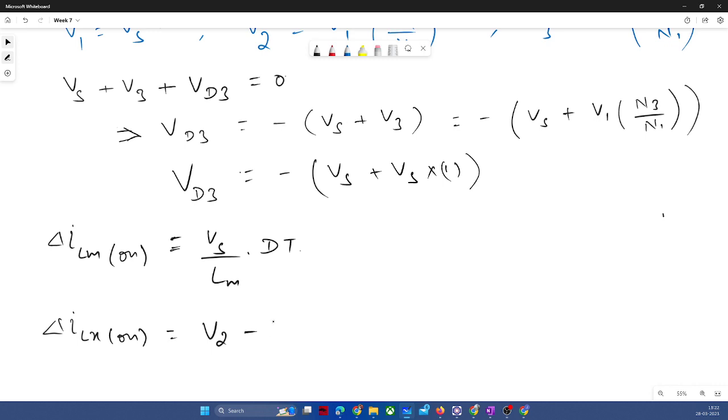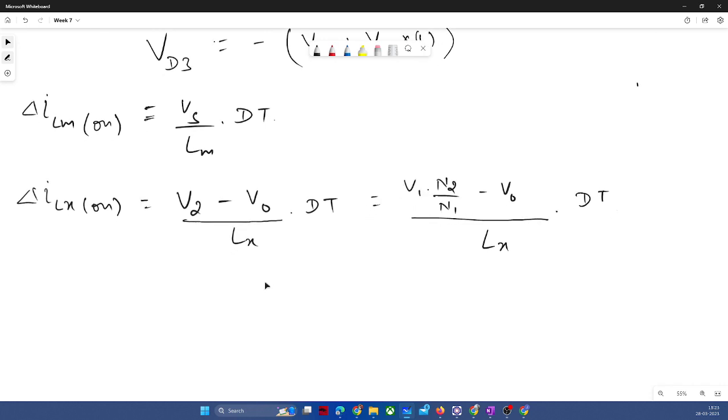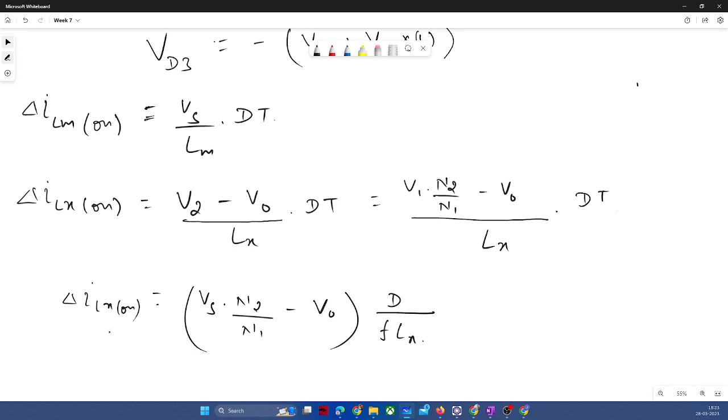So del ILX on is equal to V2 minus V0 divided by Lx into dt, and V2 is nothing but V1 into N2 by N1 minus V0 divided by Lx into dt, and V1 is nothing but Vs. So when the switch is on, Vs into N2 by N1 minus V0 into d by f Lx. So this is del ILX on. I hope it is fine.